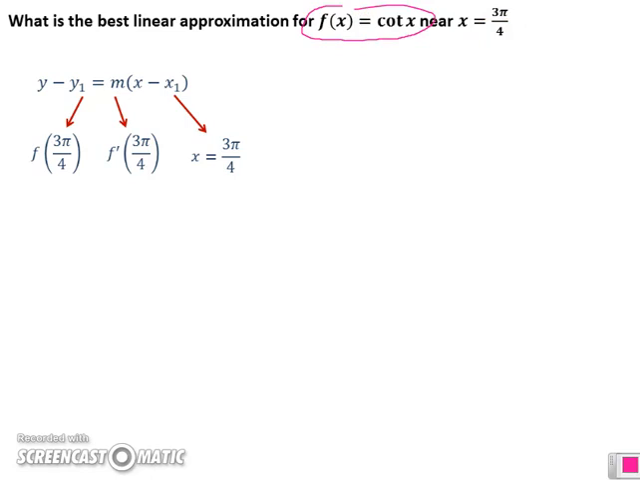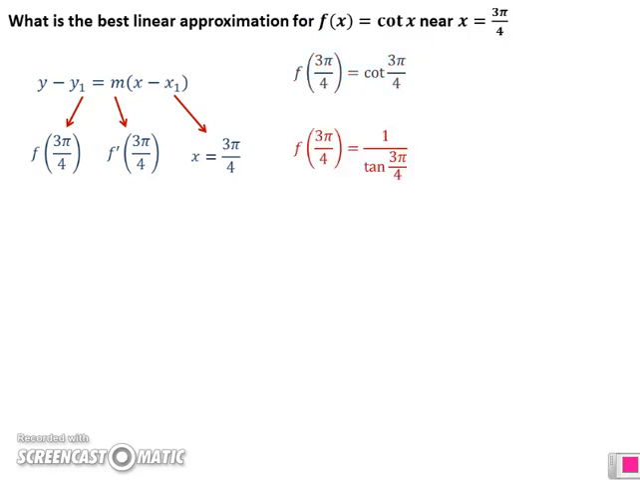Let's do the y-coordinate first. So the cotangent of 3 pi over 4, you could do that, or you can think of it as 1 over the tangent of 3 pi over 4. Either way, we're here in the second quadrant of the unit circle, and the pi over 4 angles are the square root of 2's over 2's. It's negative for the x-coordinate, positive for the y-coordinate. Tangent is negative 1 here. Cotangent is also negative 1 there. So this y-coordinate is negative 1. Check. We're done with that one.